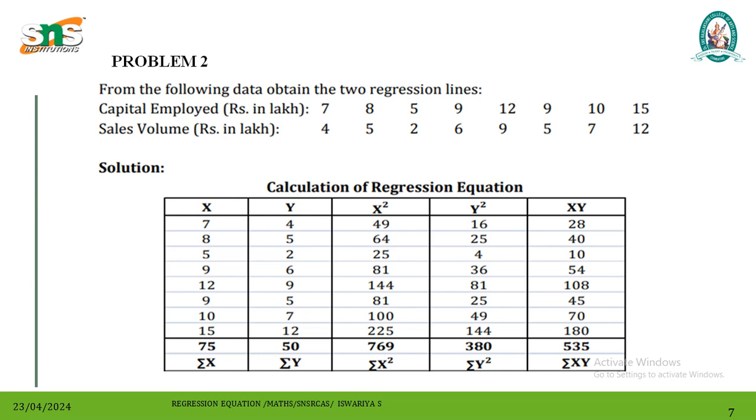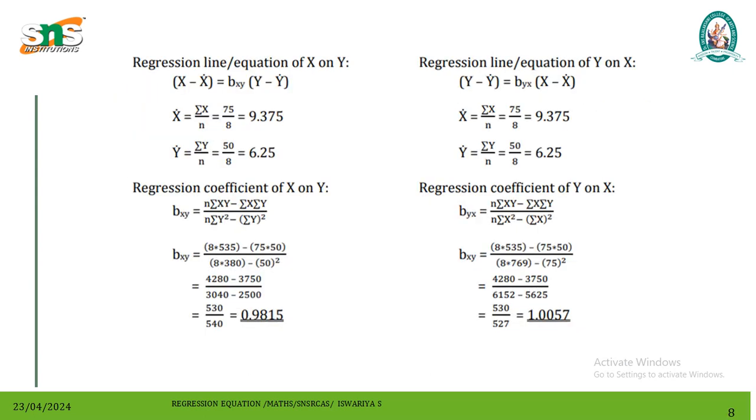So after the table completion, we have to find the two regression lines. So the first one is regression equation of x on y, and the second one is regression equation of y on x. So these are the two equations, that is x minus x bar is equal to bxy into y minus y bar. This is the equation for regression equation of x on y, and for y on x it is y minus y bar is equal to byx into x minus x bar.